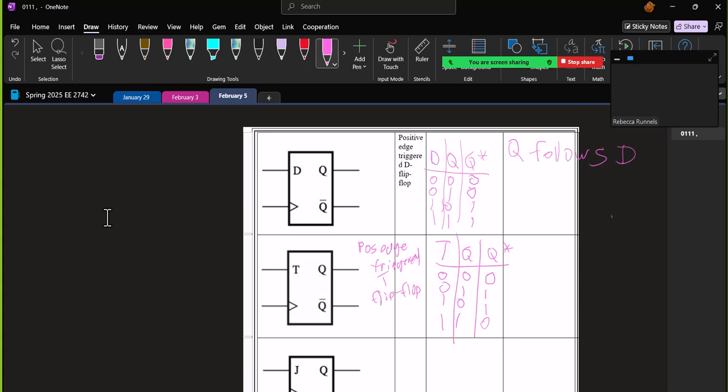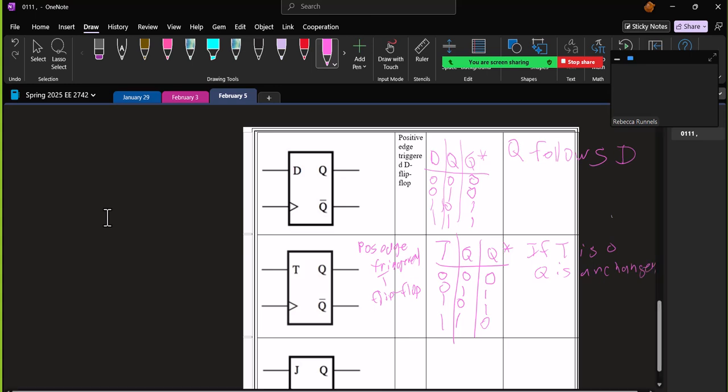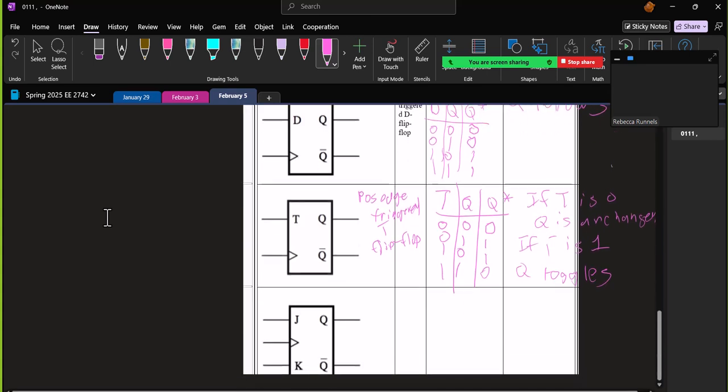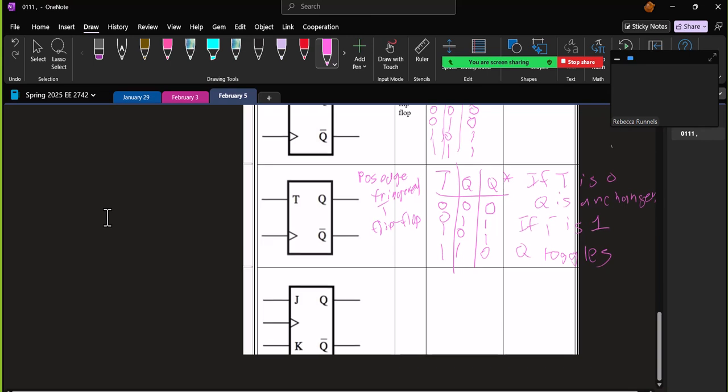So in words, what this says is if T is 0, Q is unchanged. If T is 1, then Q toggles. So that is a T flip-flop. The next one is a JK flip-flop.